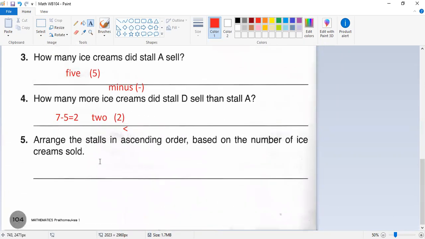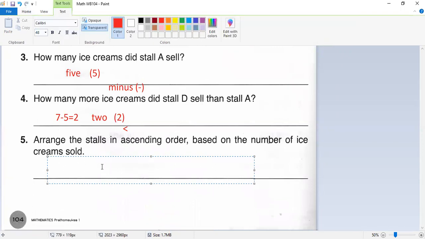Just to help us remember, instead of just putting them in order, use the less than sign. Ascending, smallest to biggest. Start with C. C is smaller than A. A is smaller than D. And D is smaller than B.